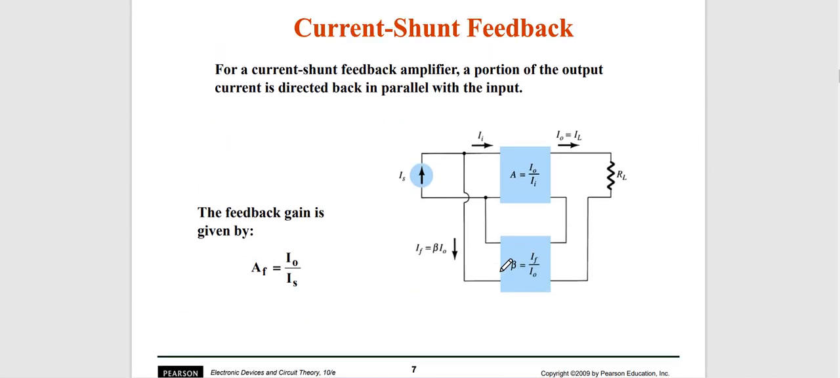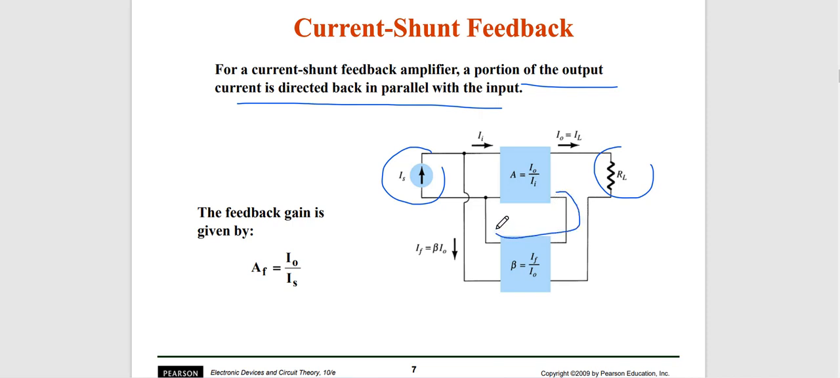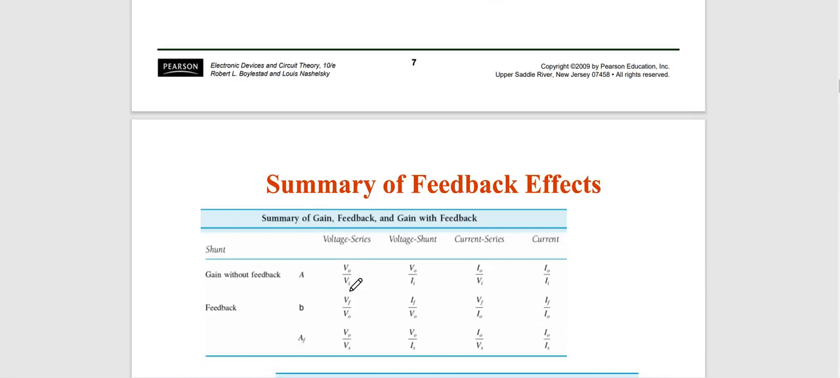And then the last feedback is the current shunt feedback. For the current shunt feedback, a portion of the output current is directed back in parallel with the input. So this is the source, and then this is the output. This one is the feedback in parallel with the input. This connection is parallel, so we call it the current shunt feedback. The feedback gain is If, I0 per IS. IO is the output current, IS is the input current.